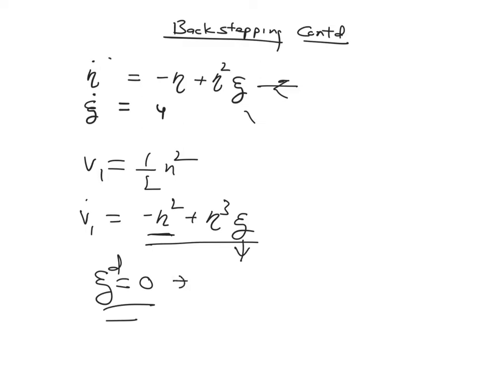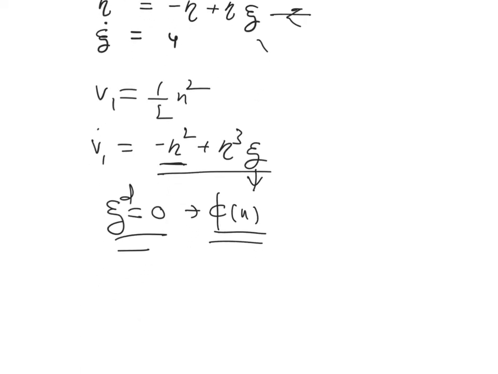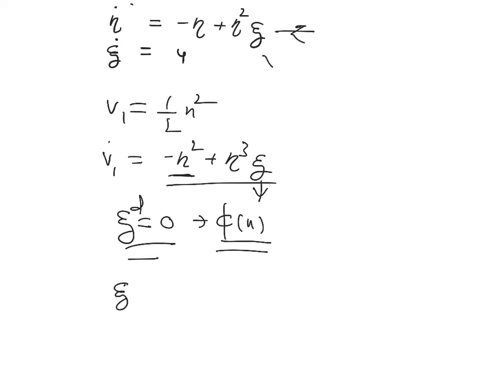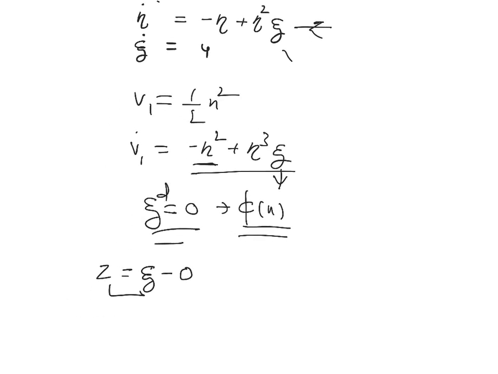Zeta is, this is like phi of eta kind of thing, right? That's what we are choosing. So basically in this case, zeta minus zeta desired, which is 0, equals z, right? So basically z equals zeta, in this case the error state. So this is eta dot equals minus eta plus eta square z, right? And z dot equals u, basically not a problem.